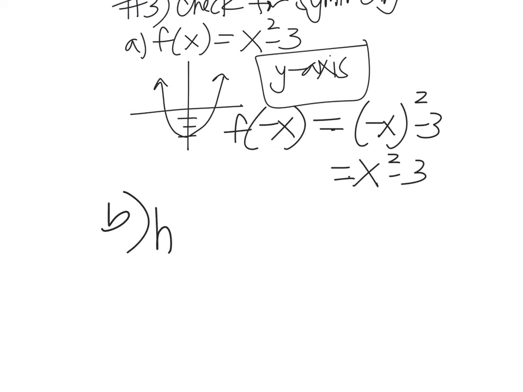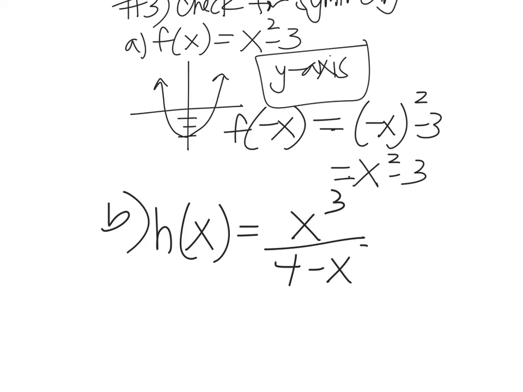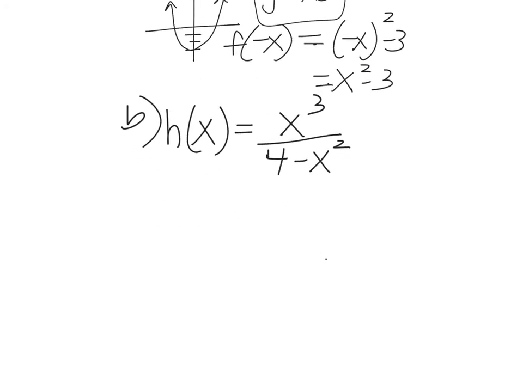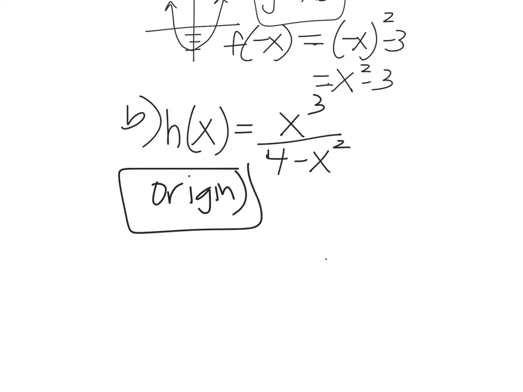Let's do h of x is equal to x cubed over 4 minus x squared. Now this one's pretty intense here. Let's graph this on our calculator and see what happens. Pause it. So if you graph it, you look at it, symmetric over the origin. Let's do the thing where you plug it in and do it algebraically, okay?